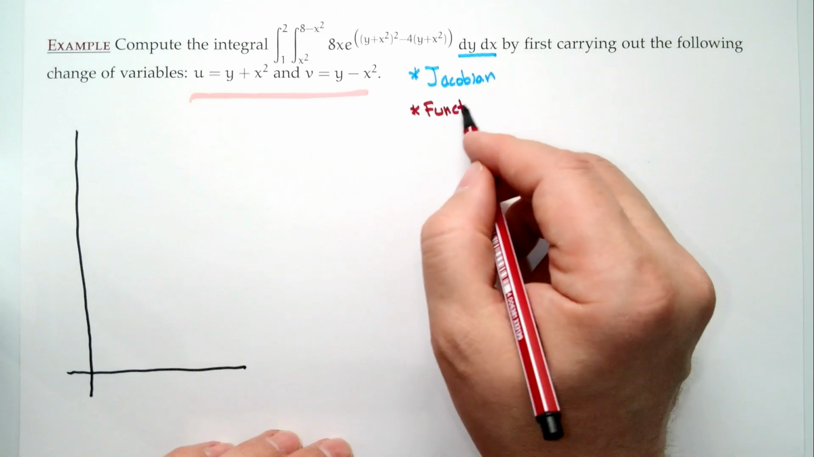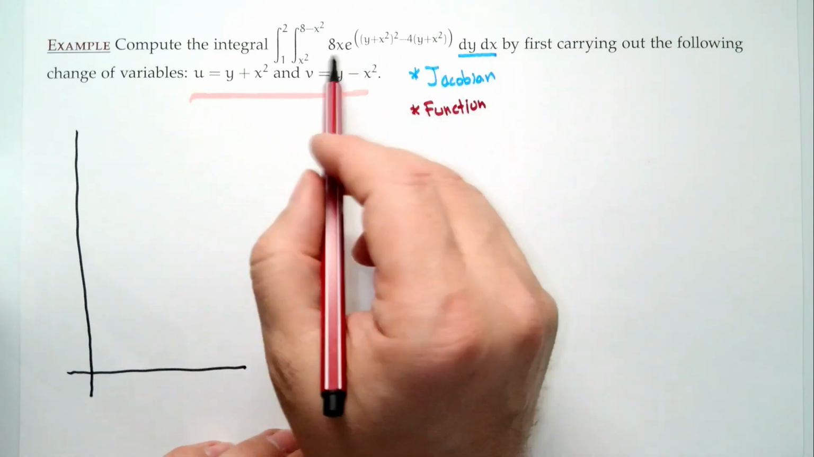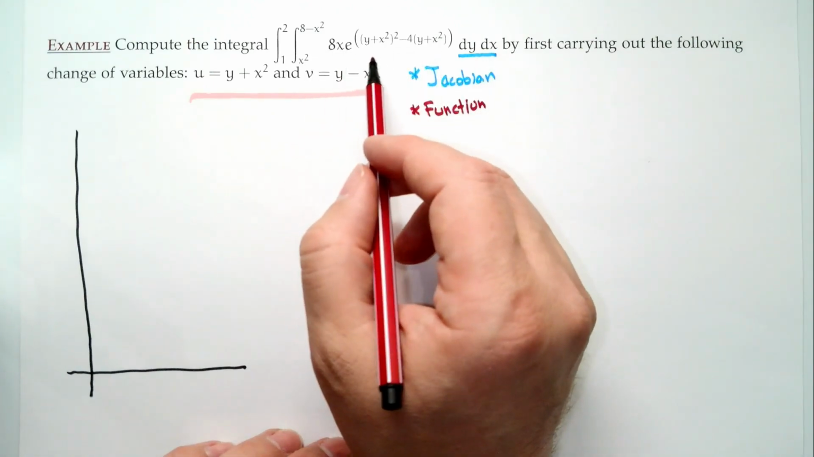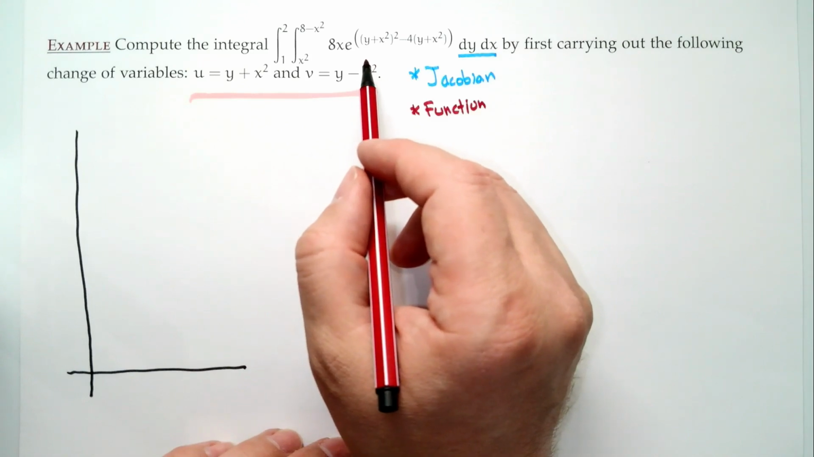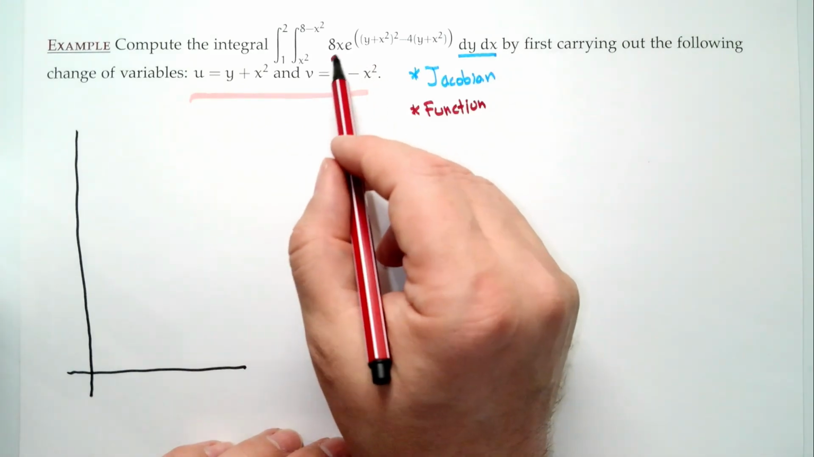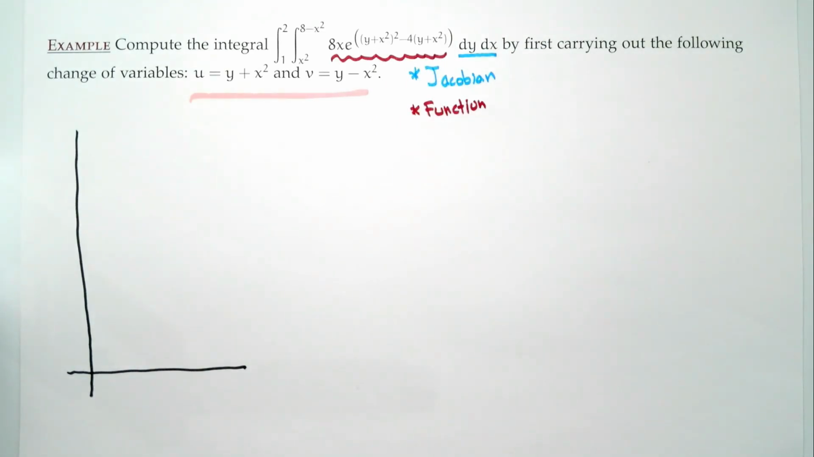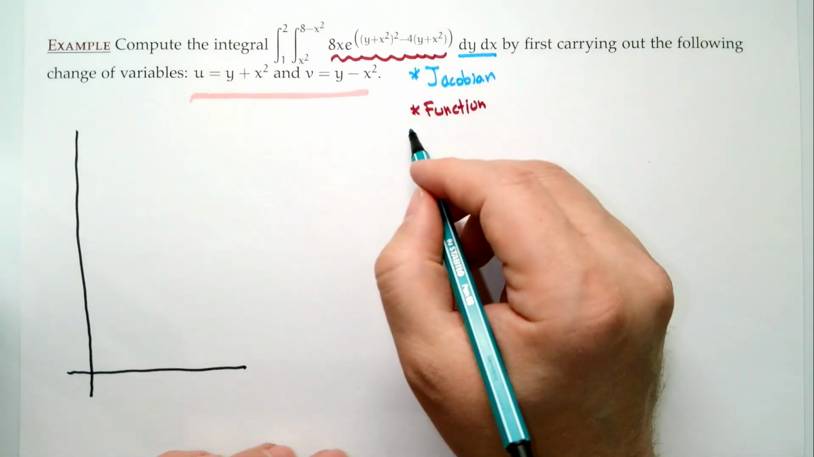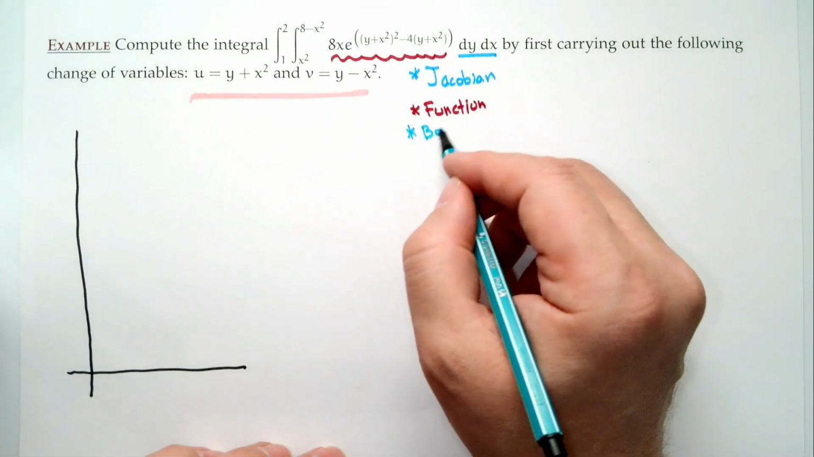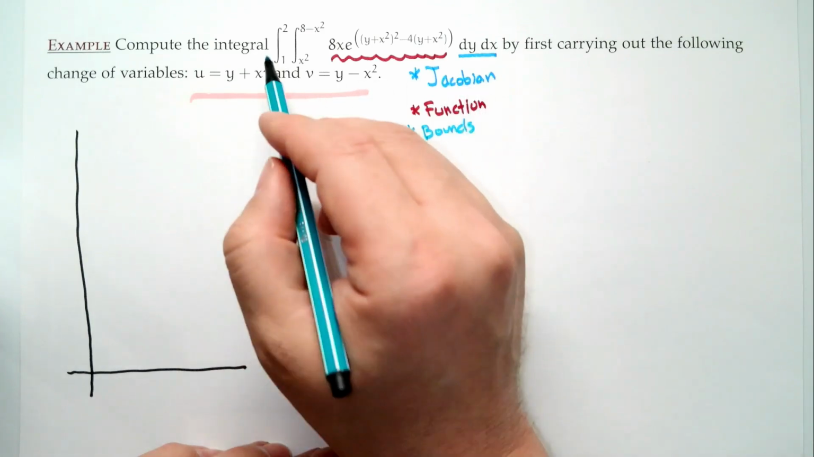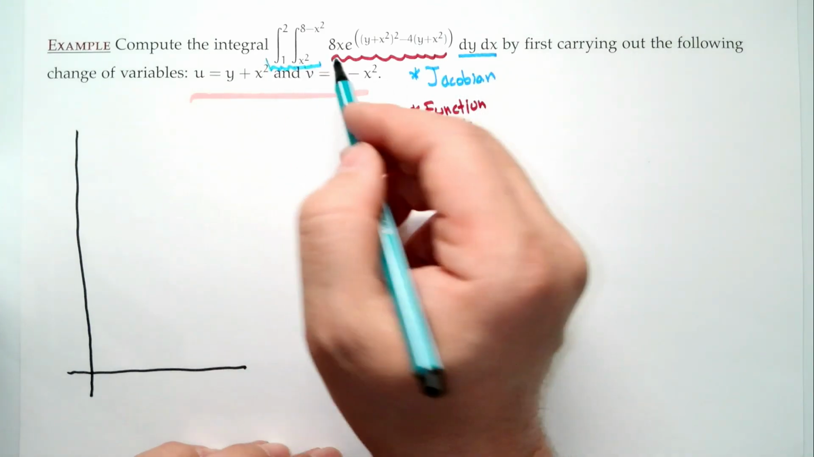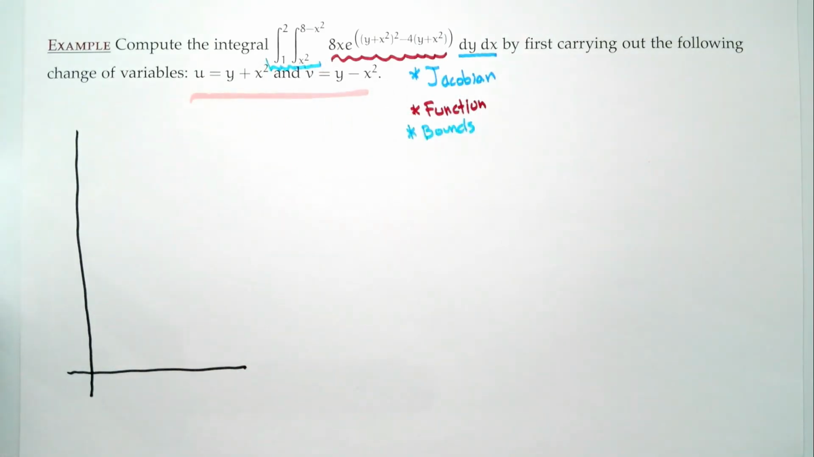Now, you want to do that first, because the next thing you want to figure out is the function. The reason I say you want to do the Jacobian first is it's possible some of this expression here could get absorbed into your Jacobian. So somewhere in here is the part that we're going to have to translate the function into. And then, of course, the last thing you have to figure out are the bounds. That comes from our bounds here, and we have to translate that into our new setting. So we're going to go through and do these 3 things.